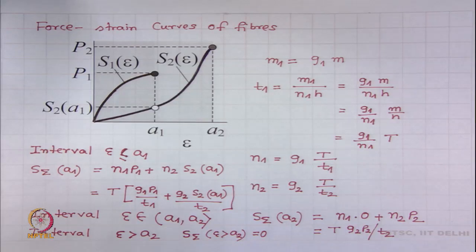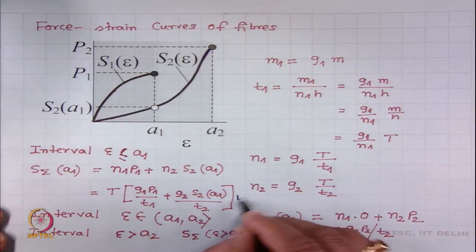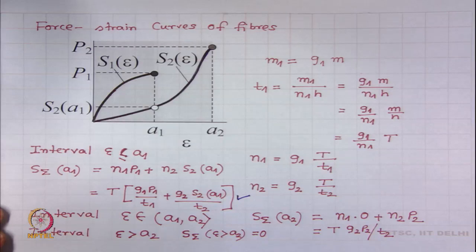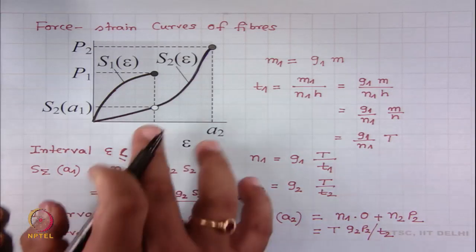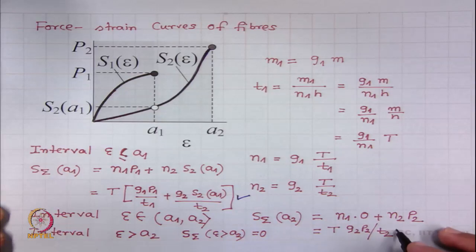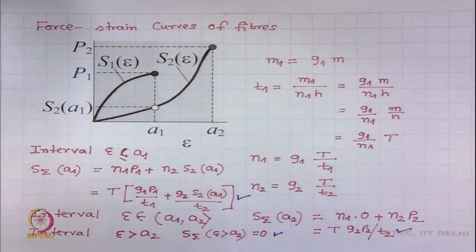So, we obtain 3 expressions for force. One is this interval, second is this interval, and the third is this interval. So, what will be the strength of the bundle? Strength of the bundle will be the maximum of these 3 forces. This we can neglect, it is 0. So, strength of the bundle will be maximum of these two forces.